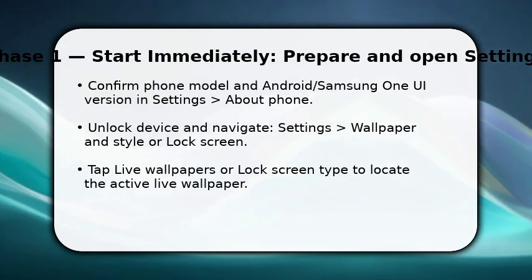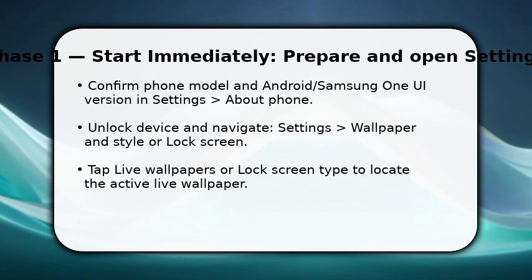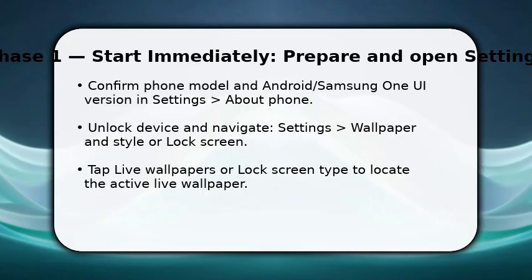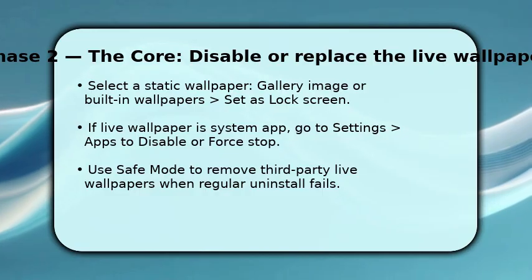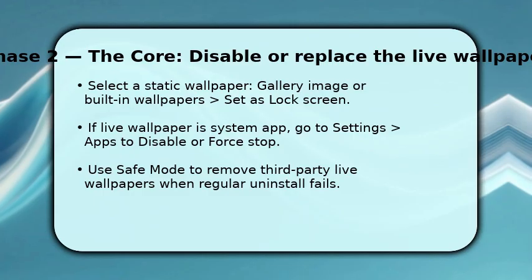You're doing this to replace or disable the animated asset, because live wallpapers use more battery and can cause lag on some Samsung phones. Once you see the live wallpaper controls, choose Replace or Set Wallpaper and pick a static photo from gallery or a built-in option to immediately remove animation.